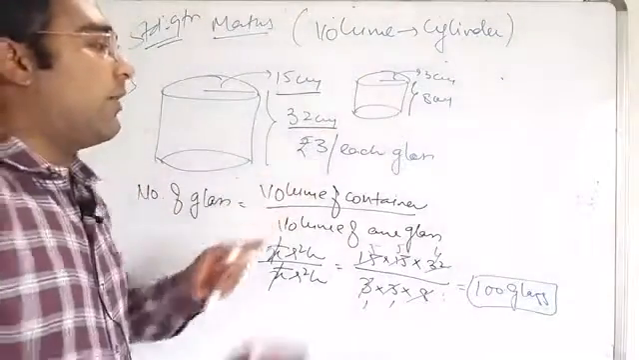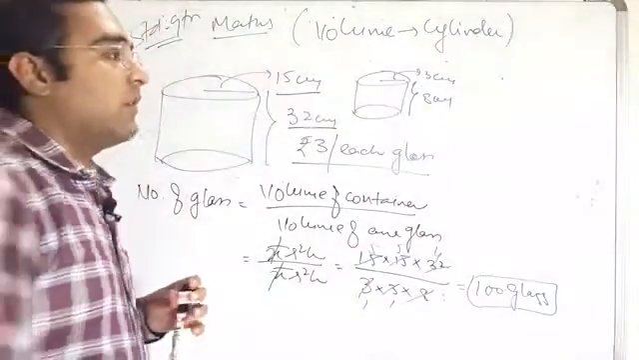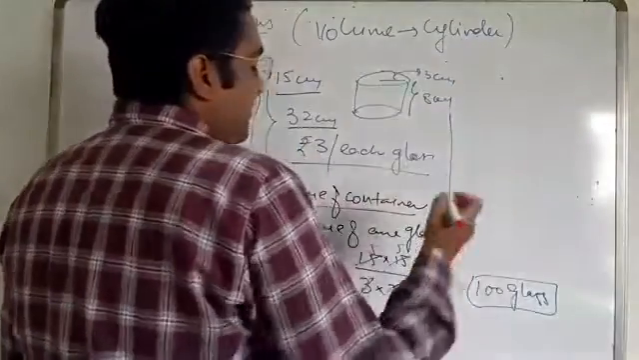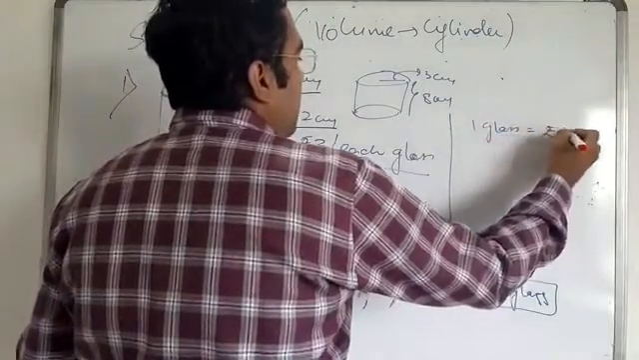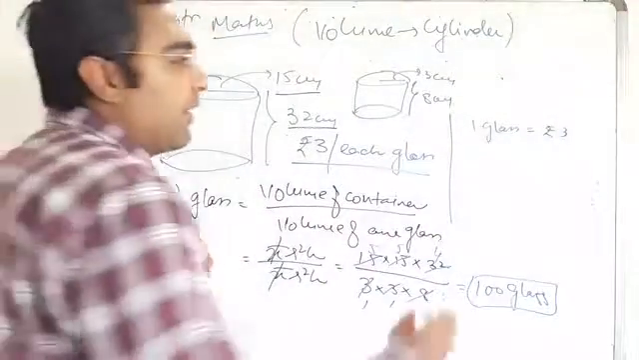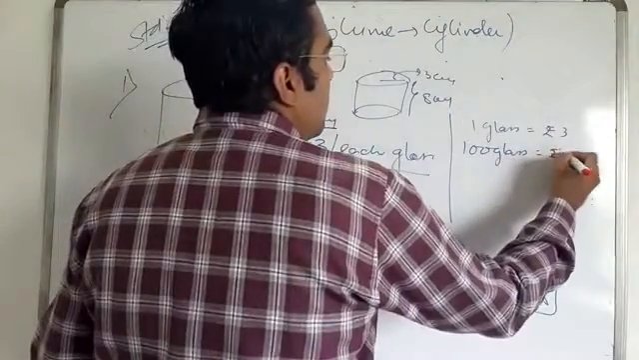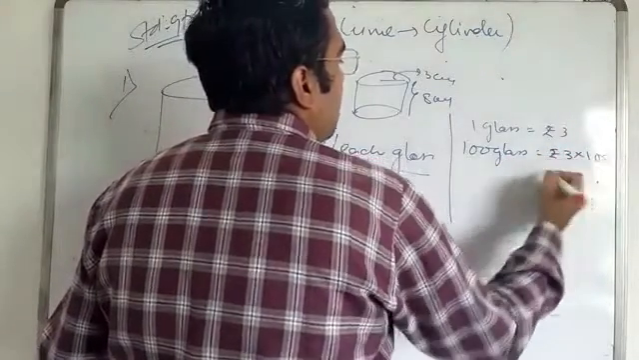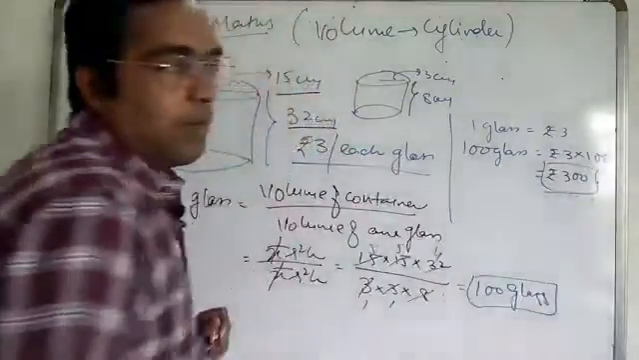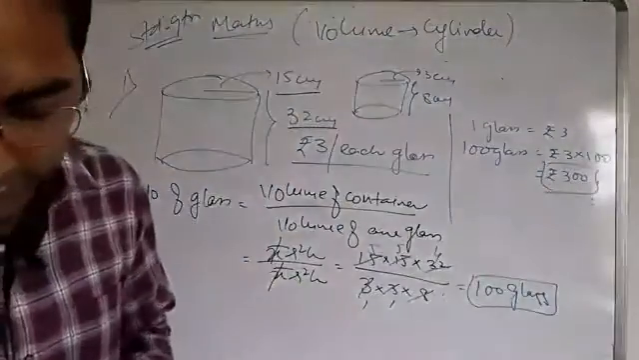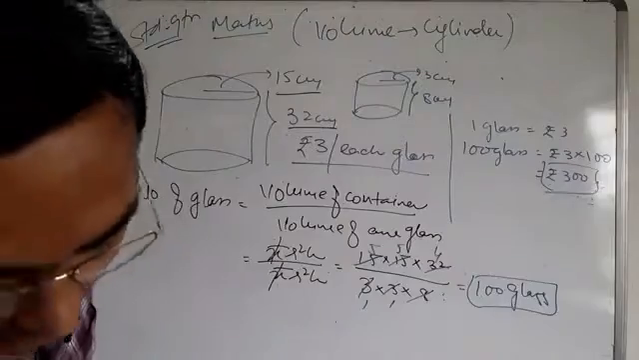Now I have to find how much money they receive. For one glass they sold for rupees 3. For 100 glasses, it is rupees 3 into 100, that is 300 rupees they receive. Rupees 300 they receive. Clear, students? Please note it down fast.